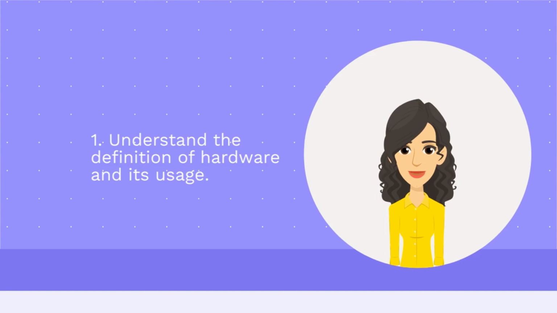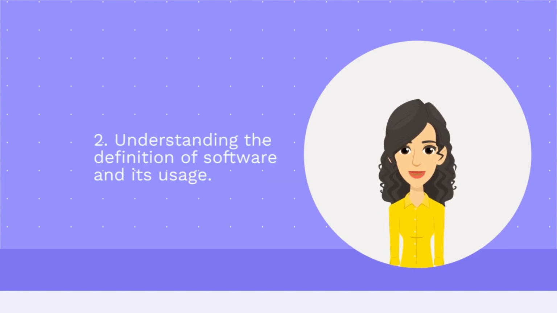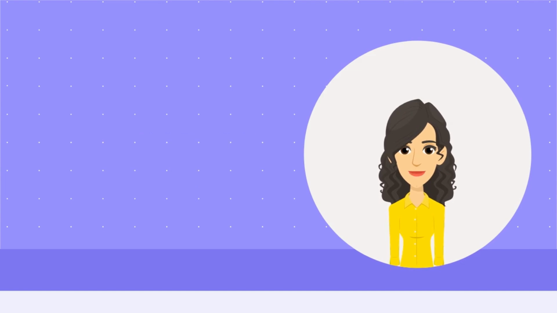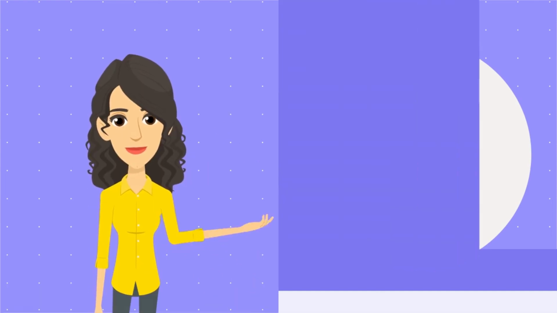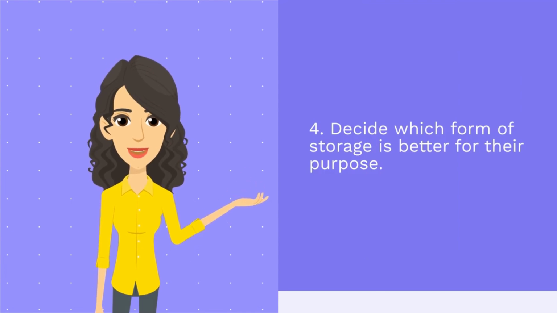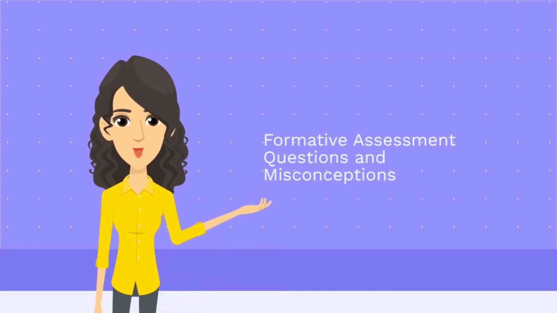1. Understand the definition of hardware and its usage. 2. Understand the definition of software and its usage. 3. Understand the components of a computer system's functionality as input, processor, memory, and output. 4. Decide which form of storage is better for their purpose. Formative assessment questions and misconceptions.